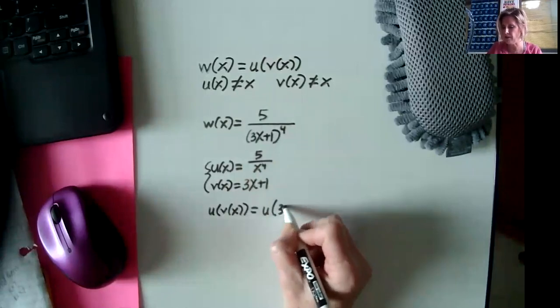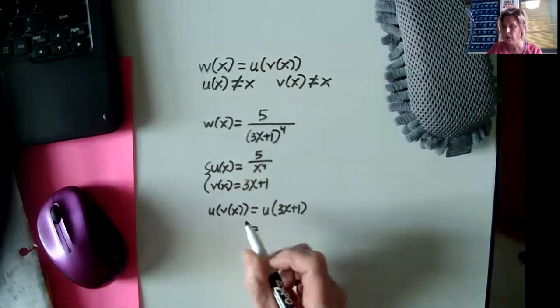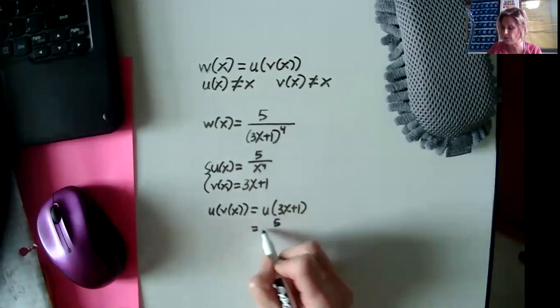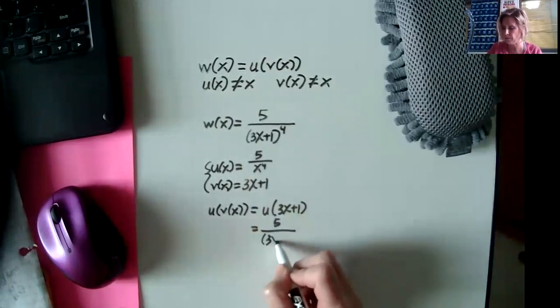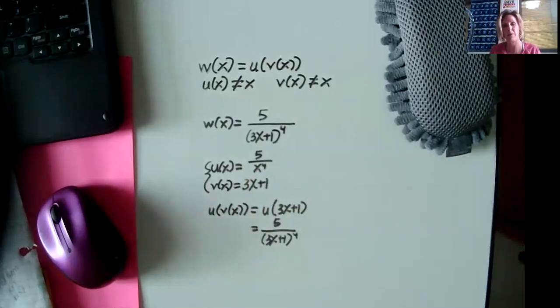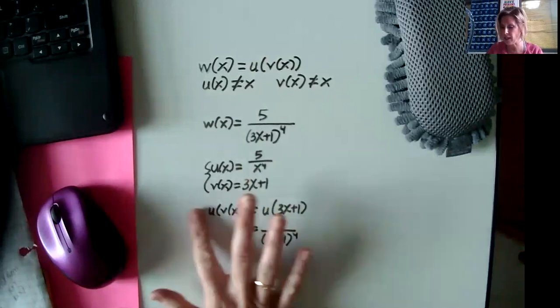Again, if you put 3x plus 1 in place of that X, let me show you again. In this case, V of X is 3x plus 1. U of whatever is 5 over whatever to the 4th. So it's 5 over whatever to the 4th power, and that matches our W of X. All right, let's keep looking.